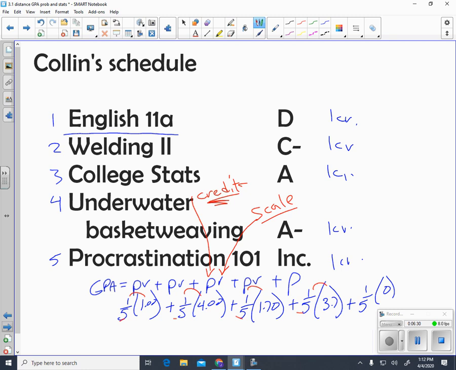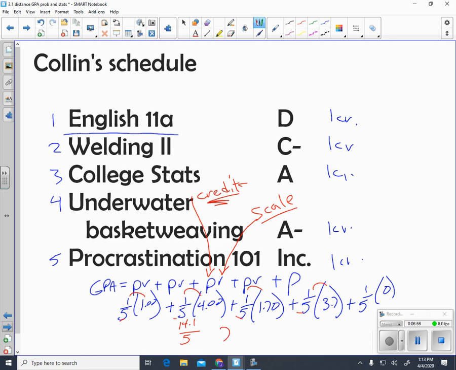Hit equals on my calculator and divide by 5 at the end. So in essence, I'm just going to add 1 plus 4 plus 1.7 plus 3.7 plus 0. Guess I didn't have to add 0. I get 14.1. And now I still have to divide by 5.